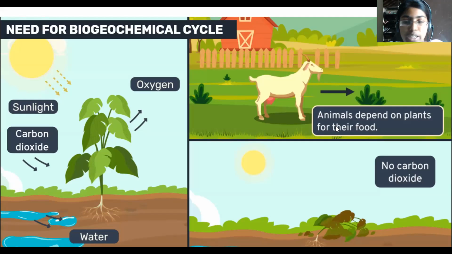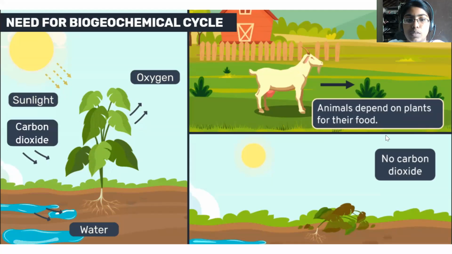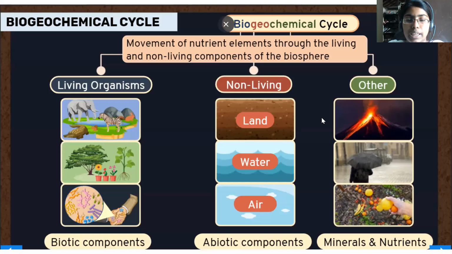I'll ask Vijay a question. What happens if the plants and the trees are not growing in our environment, Vijay? We won't get oxygen to breathe. We won't get food. Yes, very good. Superb. Right answer. Great. So, we'll go for the biogeochemical cycle now.